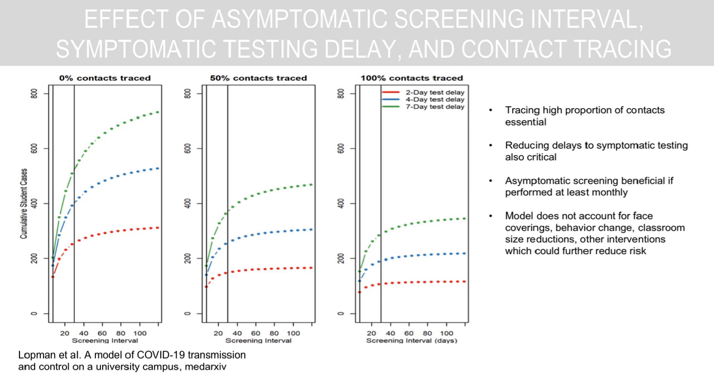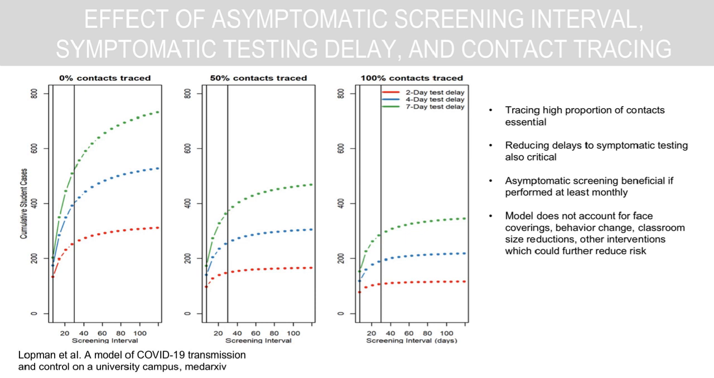And finally, if we look within the lines at the relative benefit of asymptomatic screening, in this model, they found that asymptomatic screening was beneficial if it was performed at least monthly. Now, a critical assumption in this model is that 35% of students were symptomatic, and therefore 65% were asymptomatic, whereas in our previous models, we have looked at much higher asymptomatic rates. And so that could definitely affect the relative and marginal impact of these asymptomatic testing programs, as I just presented.